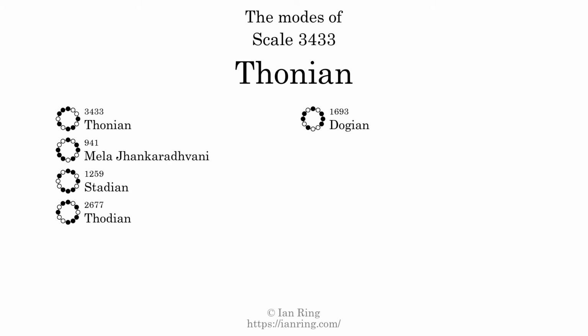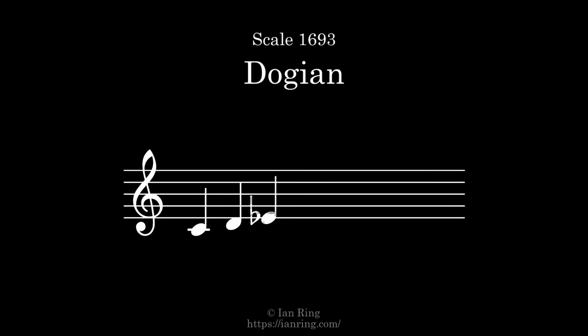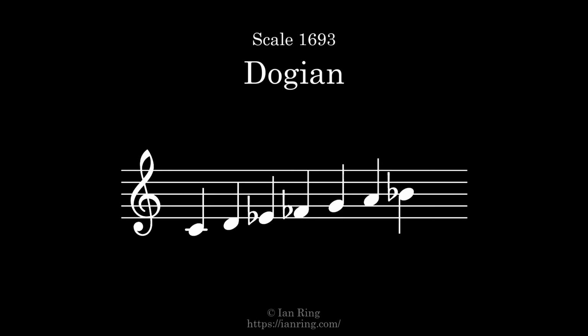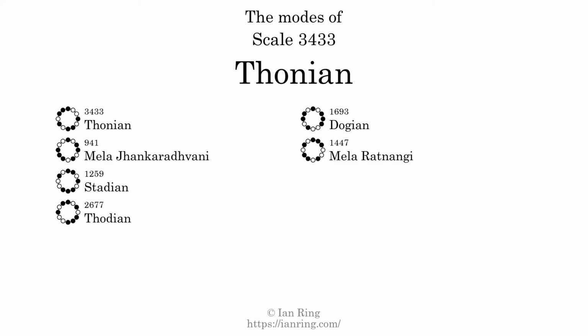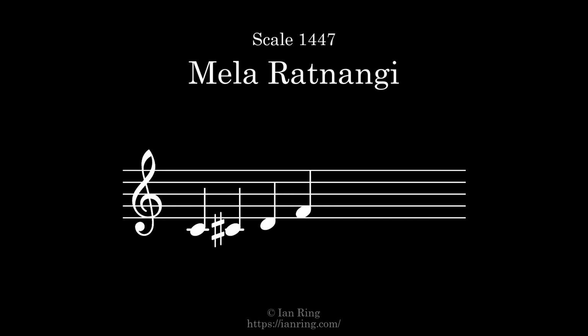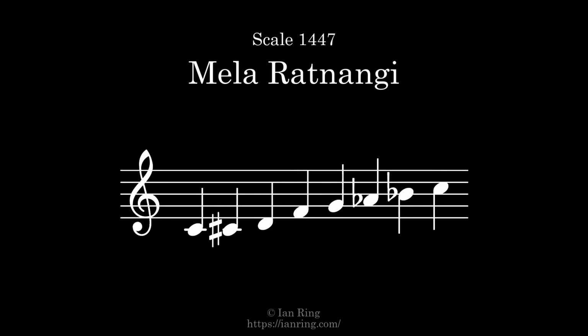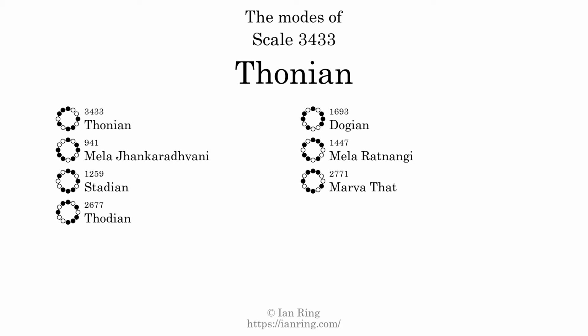The fifth mode is scale 1693, also known as Dogen. It sounds like this. The sixth mode is scale 1447, also known as Milaratnangi. It sounds like this. The seventh and last mode is scale 2771, also known as Marvadat. It sounds like this.